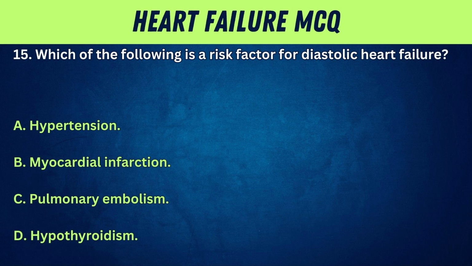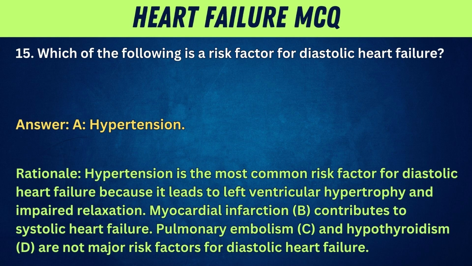15. Which of the following is a risk factor for diastolic heart failure? A. Hypertension. B. Myocardial infarction. C. Pulmonary embolism. D. Hypothyroidism. Answer: A. Hypertension. Rationale: hypertension is the most common risk factor for diastolic heart failure because it leads to left ventricular hypertrophy and impaired relaxation.